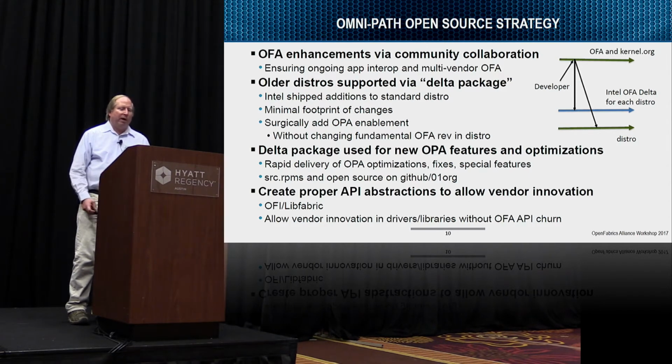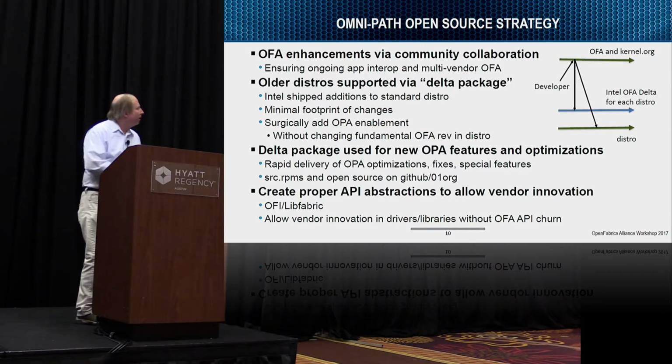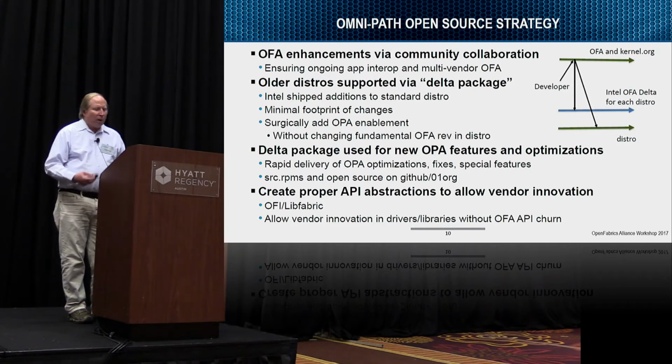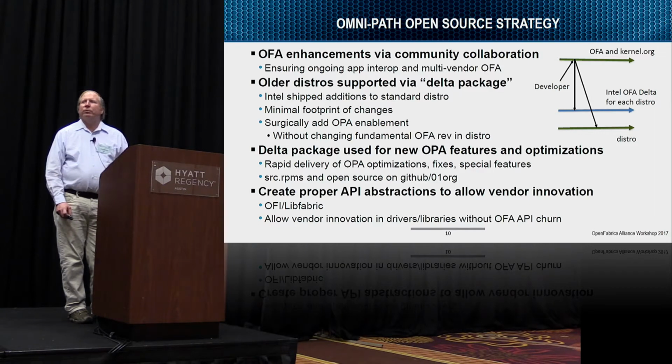Everything that we release, even in our Delta package, includes source RPMs for every component, and we open source everything on GitHub in the 01 org subsystem. We have also taken an approach of collaborating with the OpenFabrics Alliance in the libfabric efforts to continue to get APIs in place that allow us to provide vendor and hardware innovations with fewer changes to the APIs moving forward, so that we can have a scalable approach to the continual evolution of interconnects that are going to be necessary to meet the demanding requirements of the industry.